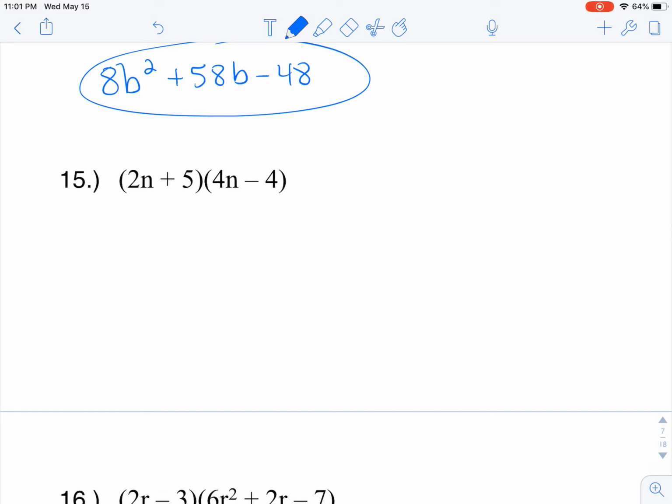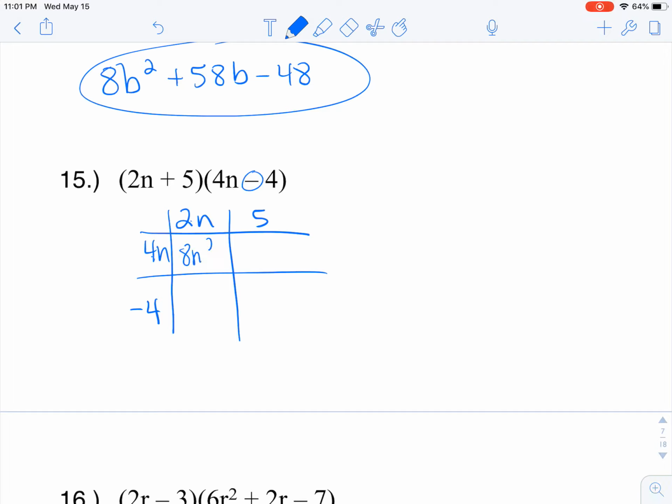All right, same thing here. I'll do this one box method just so that you can see it. So this is 4n, and we put a negative 4 since it's minus. All right, so then we're going to multiply what's in the boxes. So 4n times 2n gives me 8n squared. 5 times 4 gives me 20n. 2 times negative 4 is negative 8n. And 5 times negative 4 is negative 20. You then take the diagonals and you're going to combine those. So negative 8 plus 20 gives me 12n. And then minus 20. And then that's your solution.